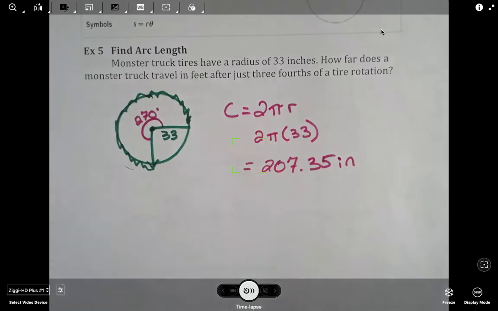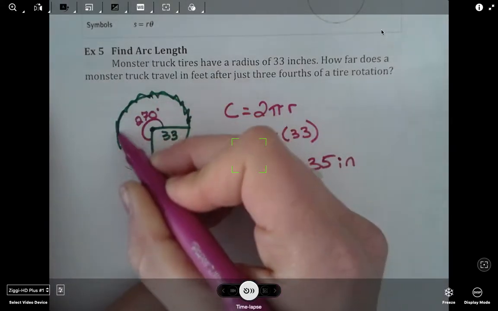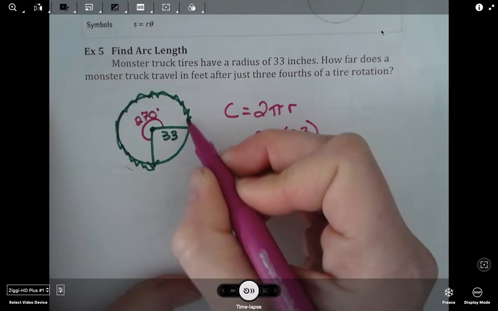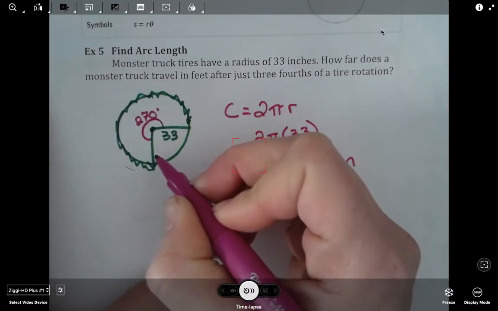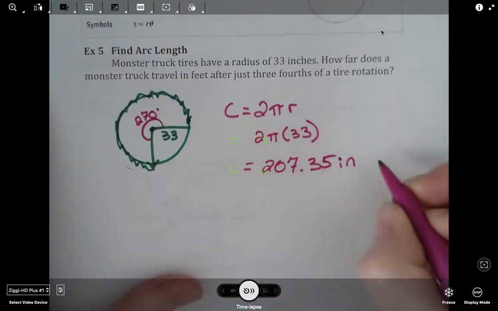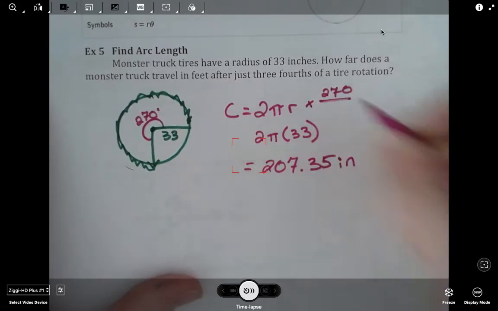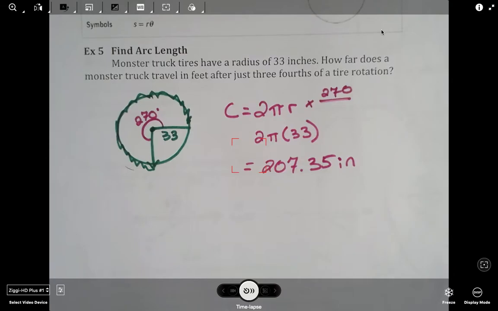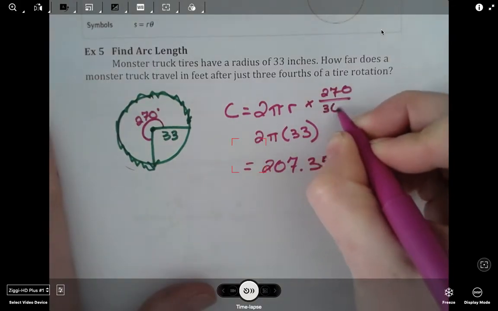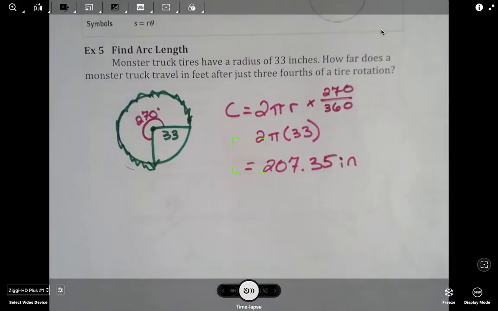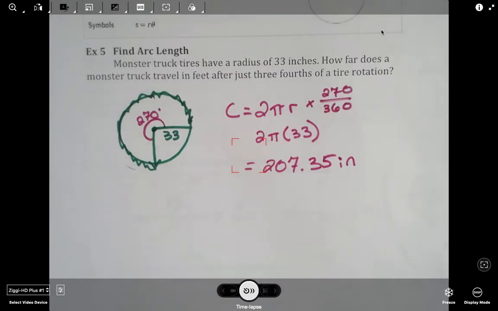207.35 inches. Now that would be if I was going all the way around the circle, but I'm only going 3/4 of the way, right? And 3/4 of the way is 270 degrees. Out of a total of how much? What would be one full rotation? 360, right? So I'm only going 270 degrees of the way, so 270 degrees is three-quarters of a circle. That's what our angle is, okay?